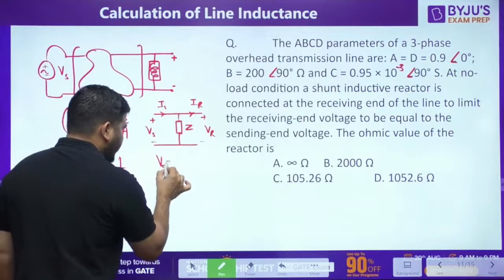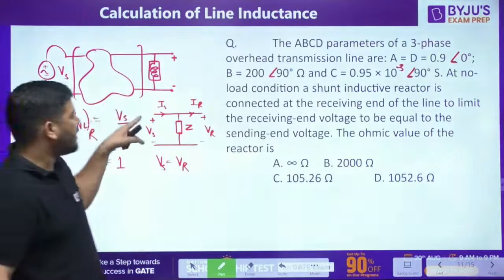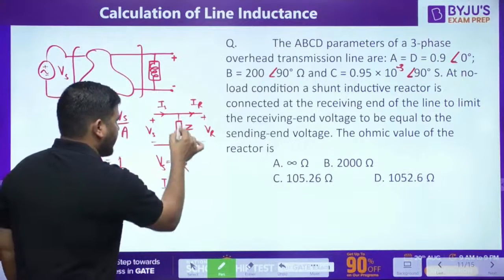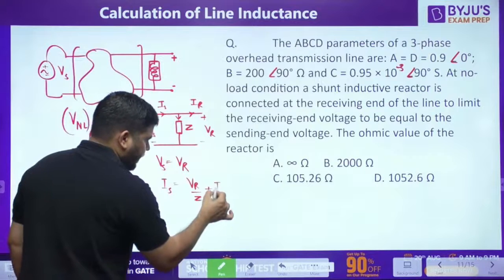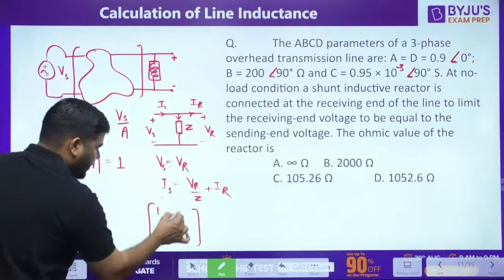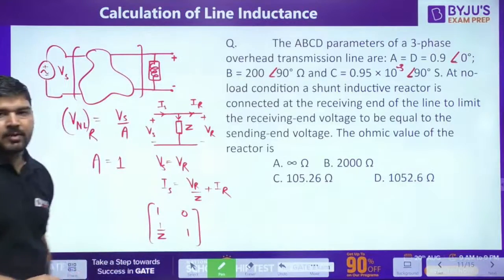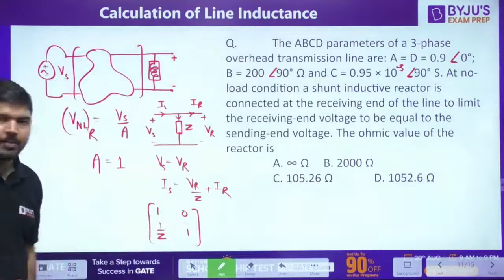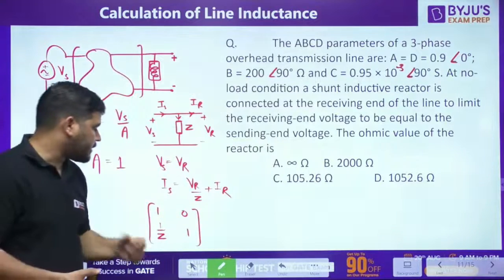Now we know that Vs equal to VR. For this network, Vs equal to VR, and Is equal to VR by Z plus IR. So how to calculate ABCD of this network? The ABCD of this network is 1, 0, 1 by Z and 1. This is the ABCD of this inductive load network. It is connected in shunt. This is the ABCD of this part only. We have calculated like this.